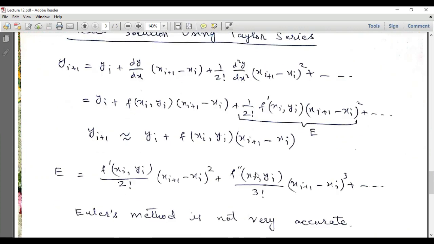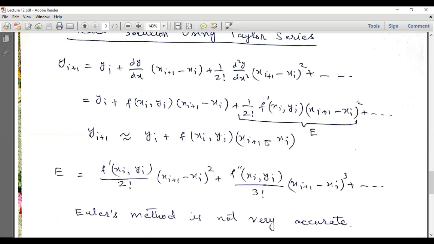Now in Euler's method, we have considered just the first two terms. We have neglected all the higher order terms, and we are saying that yi plus 1 is approximately equal to yi plus f of xi, yi multiplied by this expression. If we want to neglect these higher order terms, our step size should be as small as possible, because this is our step size.